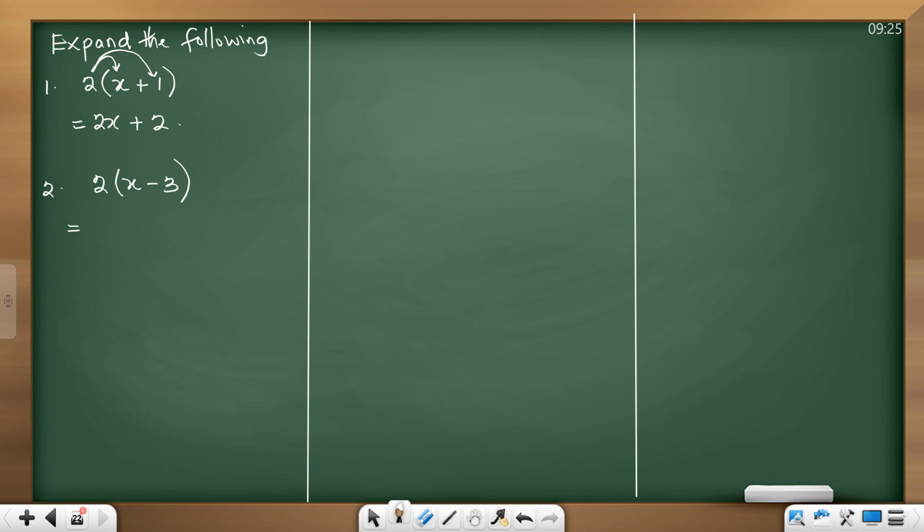Okay, I'm sure you are done. You can use those arrows to guide you. 2 times x will be 2x. Now remember, the 2 is a positive, right? So positive times a negative would give us a negative. And 2 times 3 would give us what? A 6.